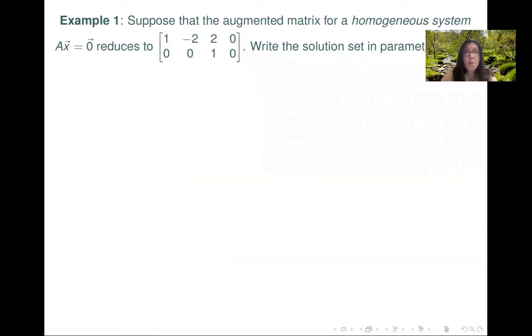In our first example, suppose that the augmented matrix for a homogeneous system AX equals 0 reduces to the following. Write the solution set in parametric form. And that's something that you've seen already. So take a second and try to write that solution yourself.